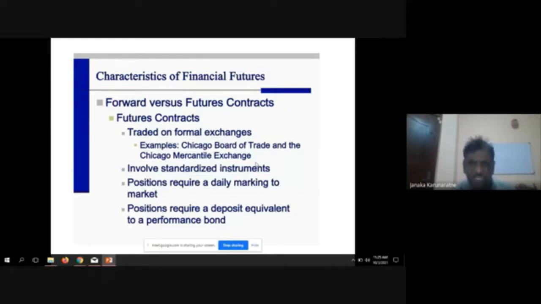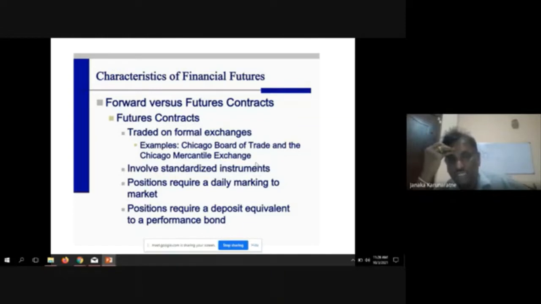The second important thing is that these are standardized instruments. In the market, there are set values, set standards, and set delivery dates. So we can't have a delivery date which suits our requirement. Let's say I need to hedge the interest rate position of a liability maturing in 40 days' time. There is a liability maturing in 40 days, and I want to hedge it.